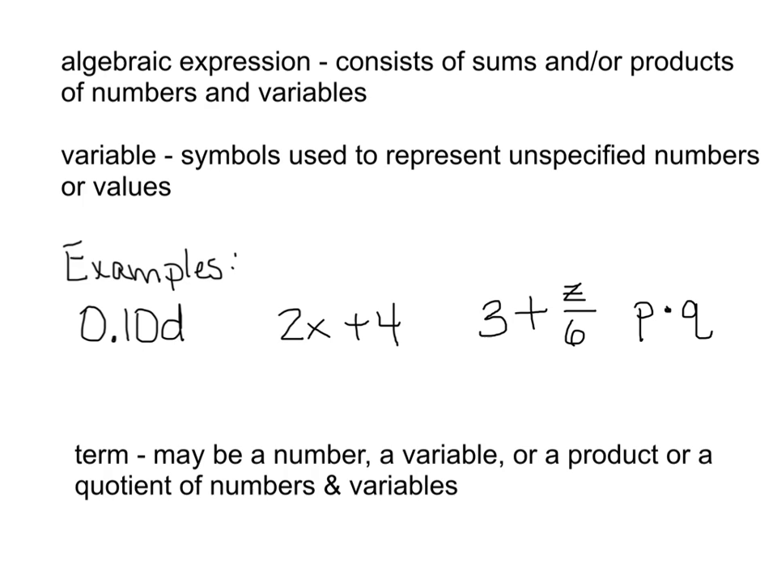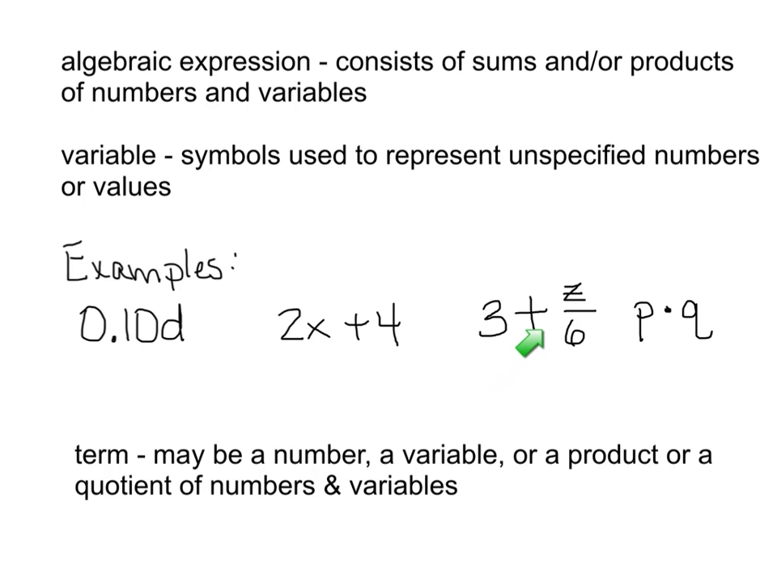And that represents an algebraic expression. Okay? Coming over to the next example, 2x plus 4. Now look back at our definition: consists of sums and/or products of numbers and variables. Here we have the product 2 times x, plus 4. That is another algebraic expression.